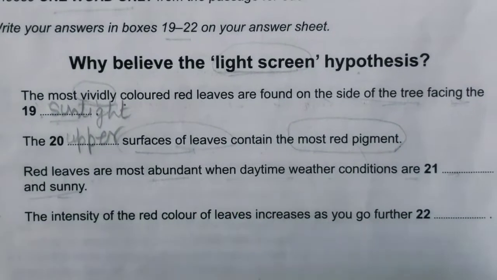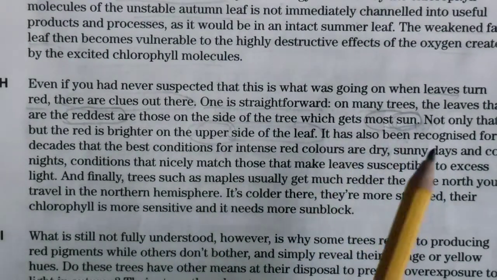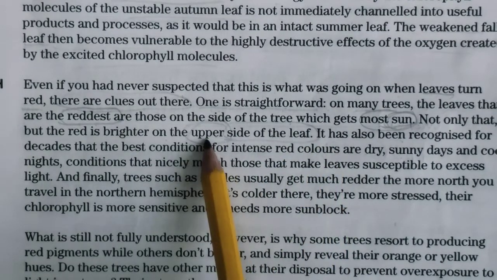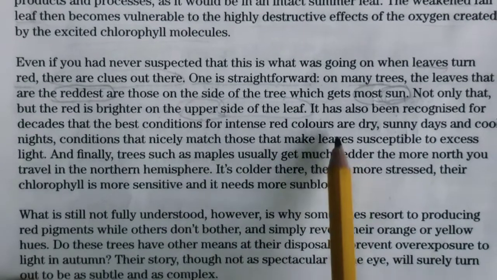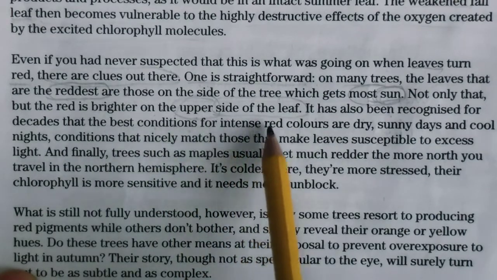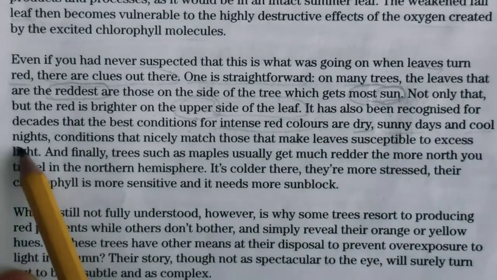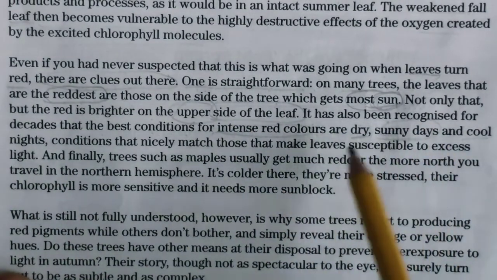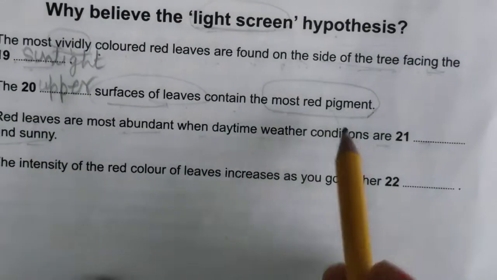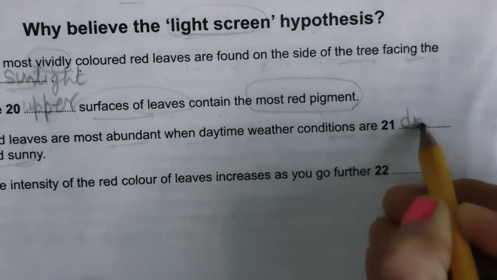Abundant, red leaves are most abundant when daytime weather conditions. Okay, till here we have already read out everything. So next, after that line where we have found the second one, third one definitely, because we have left only this much. It has also been recognized for decades as best conditions for intense red color. Intense red color means most red color are dry, sunny and cool nights. Yes, sunny days is also given over and we can just put here dry answer. Okay, so weather conditions are sunny, it is already given, so we can just write here dry.